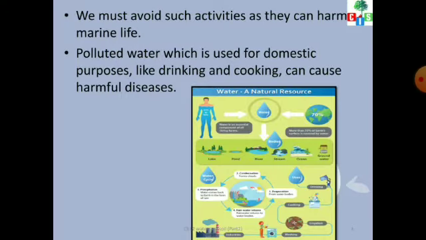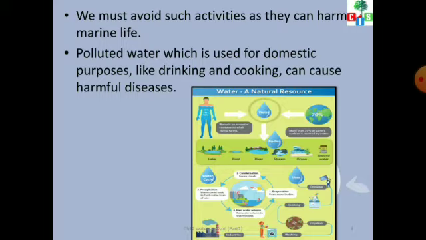We must avoid such activities that can harm marine life. Marine life means the life which is living inside the water bodies like fish, sharks, and dolphins. If we dispose of industrial waste, bathe, and wash clothes in that same water body, then the marine life, that is the fish and everything surviving in that water, will be harmed and they will also die. So we should do everything wisely. We should think before we act.